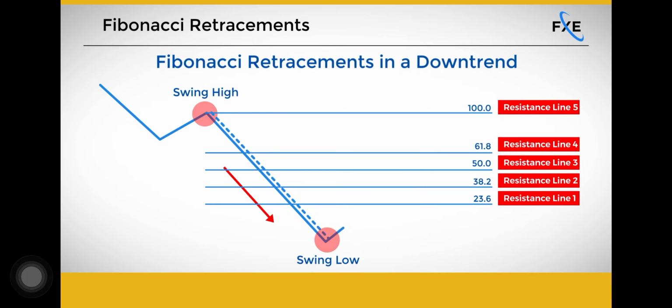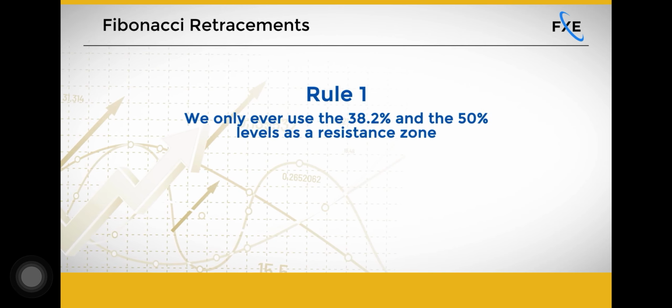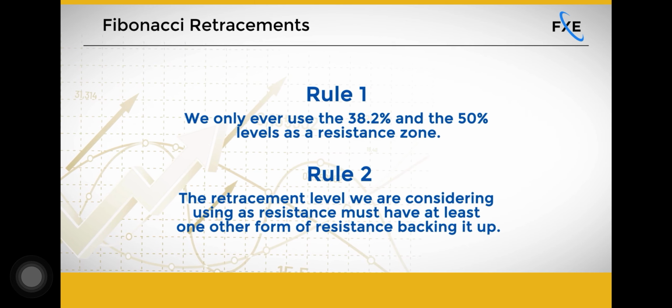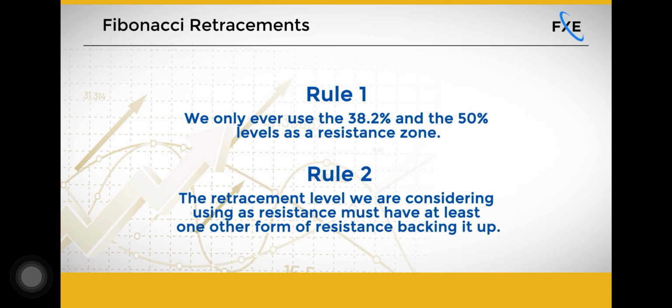The same 2 rules apply when using Fibonacci retracement levels as part of a trading strategy in a downtrend, only this time, retracement zones are used as resistance, not support. Rule number 1, we only ever use the 38.2% and the 50% levels as a resistance zone. And rule number 2, the retracement level we are considering using as resistance must have at least one other form of resistance backing it up. Let's now look at a real chart and put these rules into practice for a downtrend.